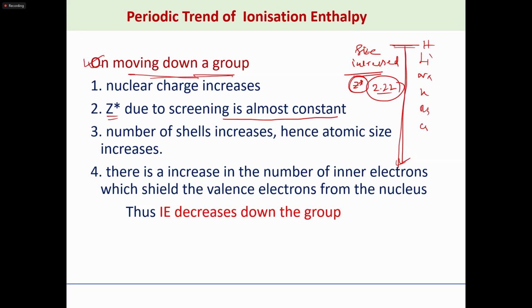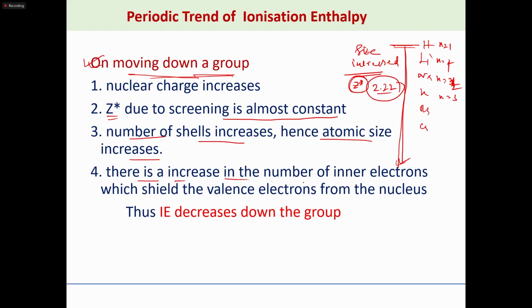In our previous class, I already discussed that when we go down the group, n equals 1, then n equals 2, then n equals 3. It is happening here also. So the principal quantum number is increased. When it is increased, the number of electrons in the inner shells also increases. The number of shells increases and the atomic size also increases.